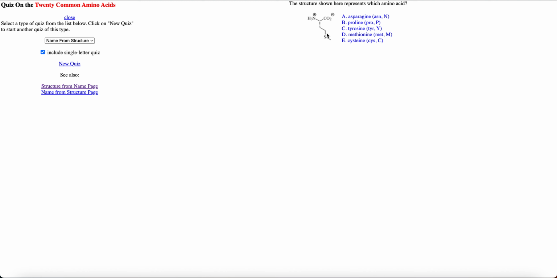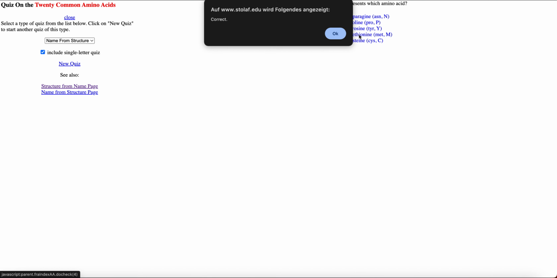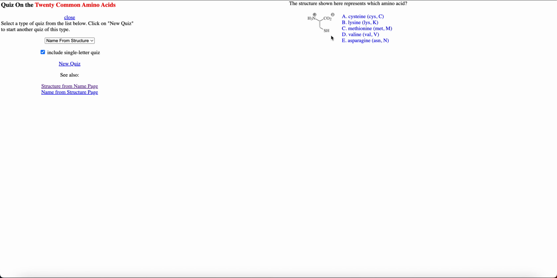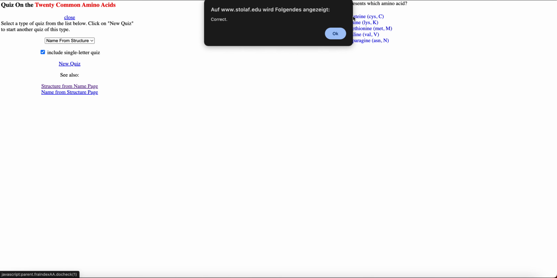Here is an acid group, and here it will be CH3. So what do you think? It's methionine? Yes, correct. It's H, and it's very tiny and small. So what do you think? Cysteine.